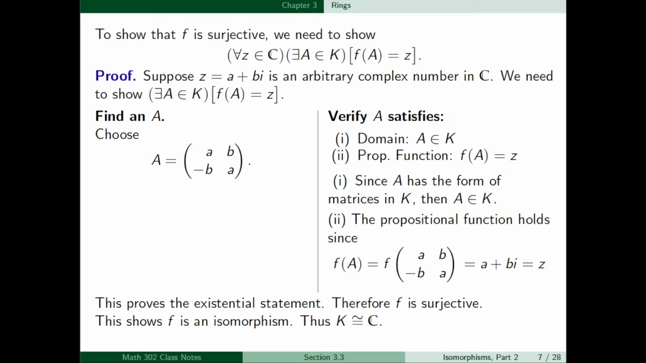Thus, K is isomorphic to C. So this says that this ring of 2 by 2 matrices is isomorphic to the field of complex numbers. So you can see that these are very different rings, but they're still isomorphic to one another, meaning that they're essentially the same ring, just using different notation.